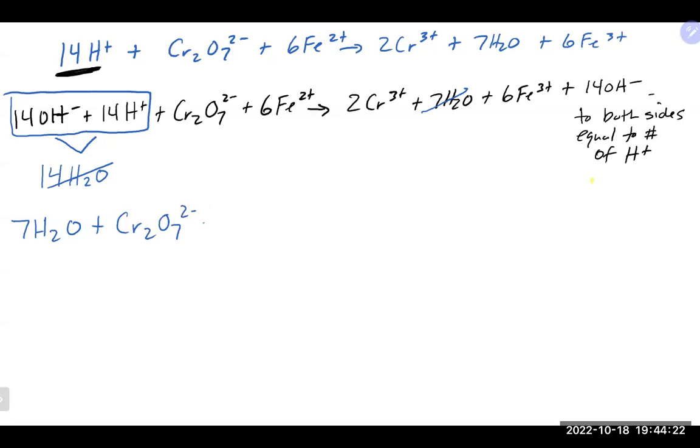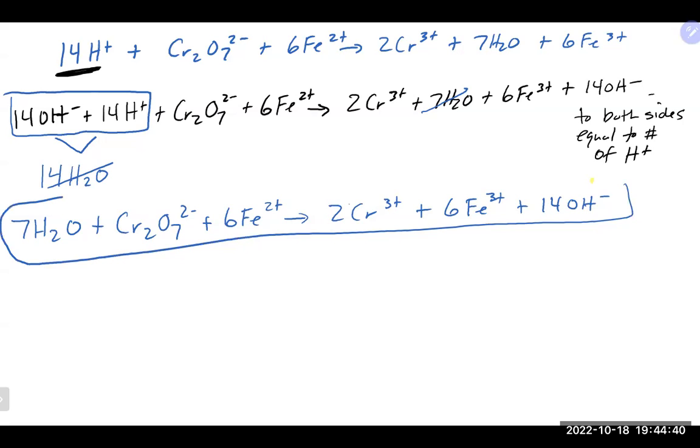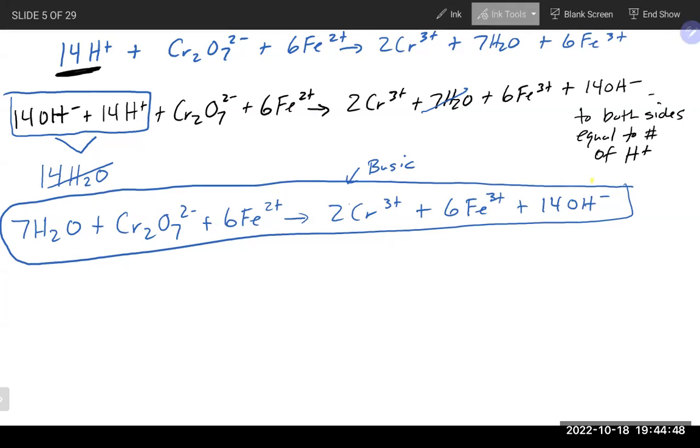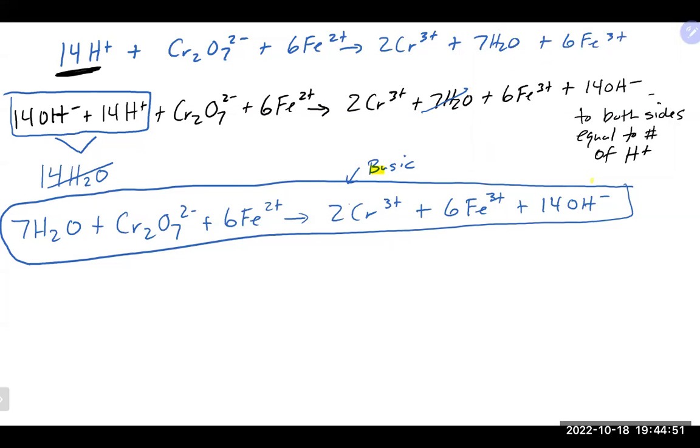So basically, subtracting 7 from the other side will leave me 7 waters left over, plus my Cr2O7 2 minus, plus my 6 of the iron 2, my 2 of these guys, my 6 of those guys, and my 14 of these guys here. And at this point, this would be the balanced equation in basic conditions. Once again, I know this guy is basic because there's OH minus. I know that this guy is acidic because there is H plus in it.